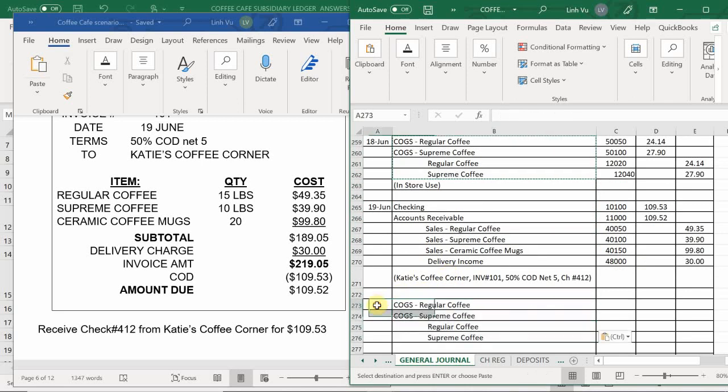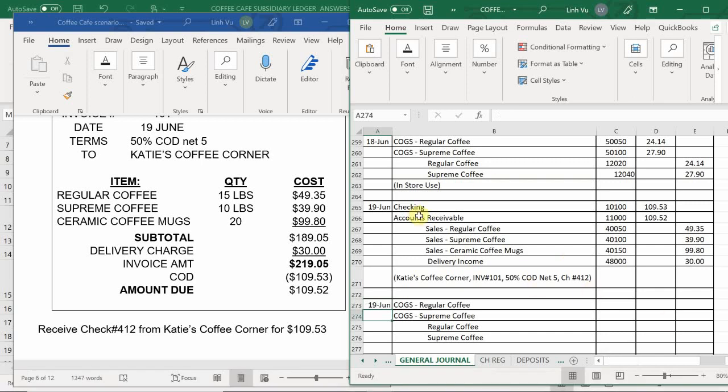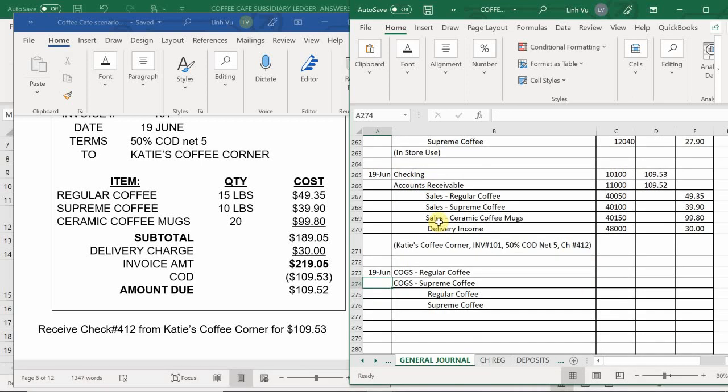Supreme coffee and regular coffee and the ceramic. Nope, not the ceramic. Ceramic coffee mugs is what? Oh, that's not part of the inventory. Yeah, that's considered periodic inventory, right? So we don't need to record it now.